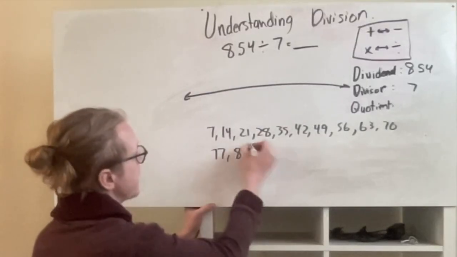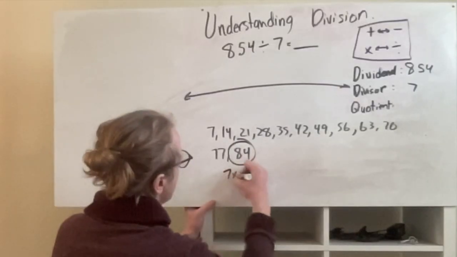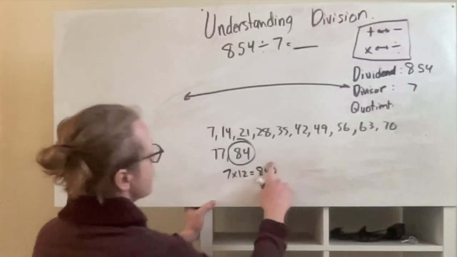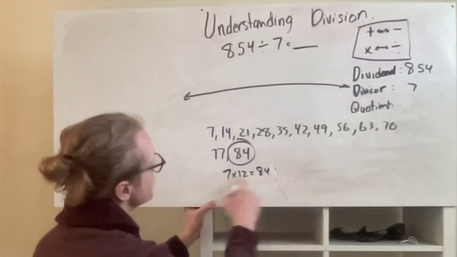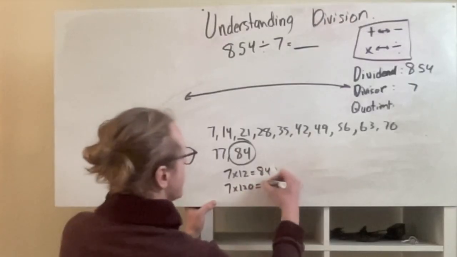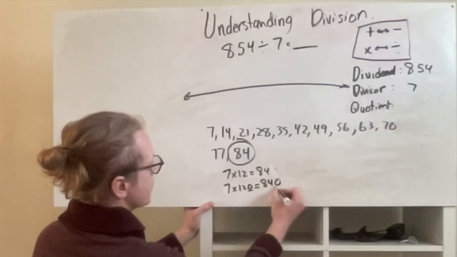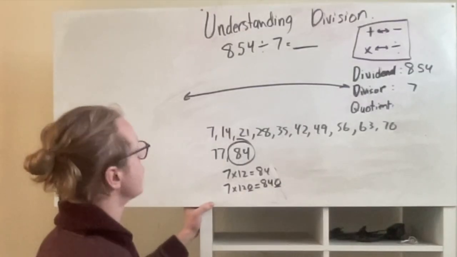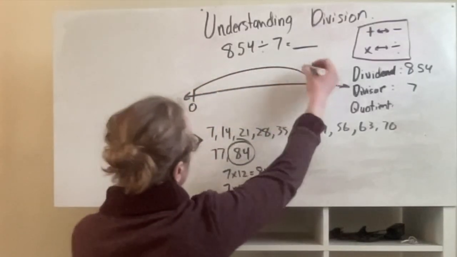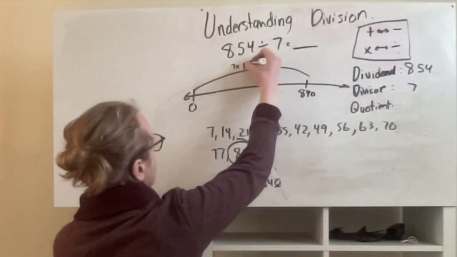Okay. If you picked 84, great job. So 84 is 7 times 12. Well, if I know 7 times 12 is 84, what else do I know? 7 times 120 is 840. Okay? Add a 0, right? We talked about the powers of 10. So I'm starting at 0. I'm going to jump all the way to 840. That's 7 times 120.